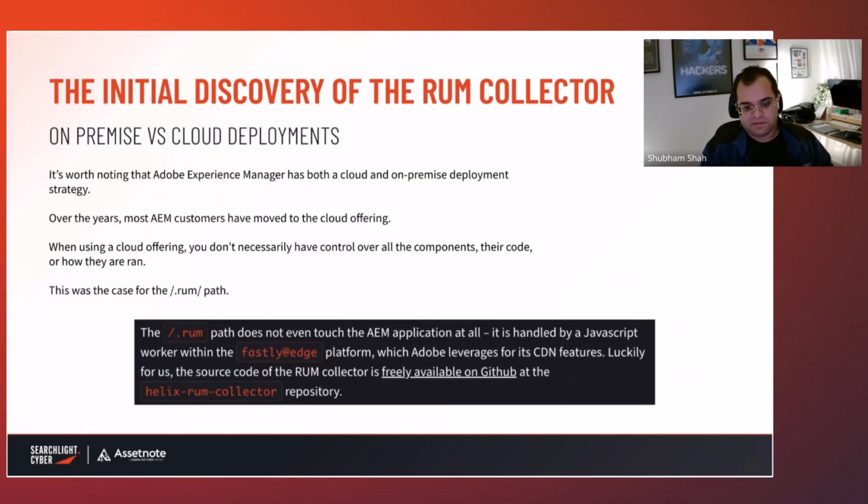It's actually running on Fastly at Edge platform, which is a platform that Adobe uses as a CDN to serve certain things. We were quite surprised because this whole .rum path was actually an open source project that Adobe had published on their GitHub called the helix-rum-collector repository. So we started digging into some of this code to understand what's really going on when we hit that specific path that's being reached every single time you visit an AEM asset.